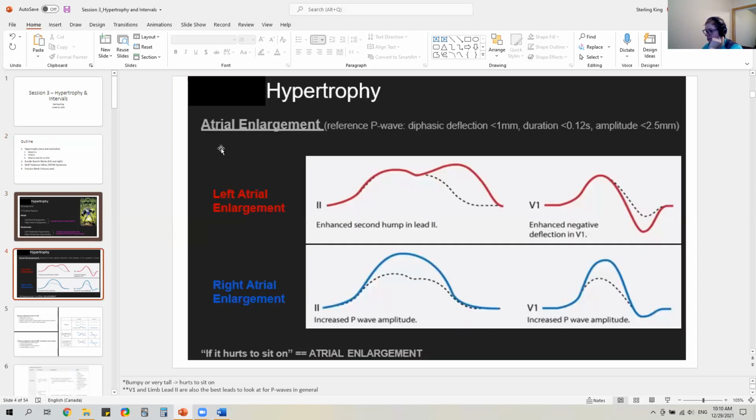So when we're looking at the atrium, one of the criteria that's commonly used is if it hurts to sit on, it's probably atrial enlargement. So pointy or really big. Left atrial enlargement stands out, not as much in lead 2, where it may be a large second hump. However, lead V1, the precordial lead, really shows this inverted P wave, which stands out when you're reading the ECG. Right atrial enlargement is more of that it-hurts-to-sit-on appearance. It looks either really big in lead 2 or really pointy in lead V1, and it doesn't have that inverted piece to it.